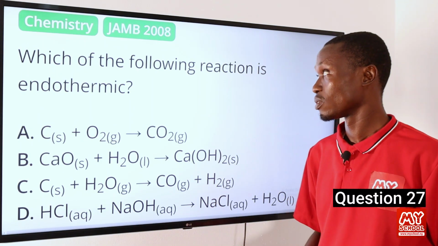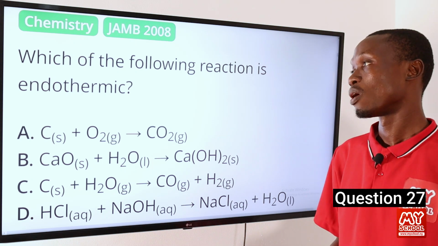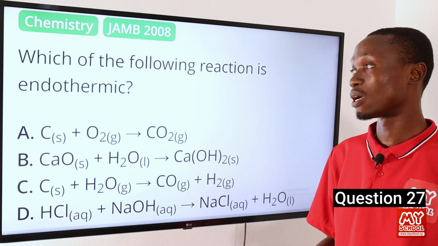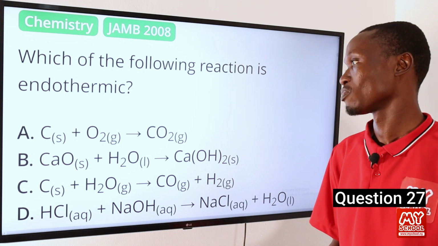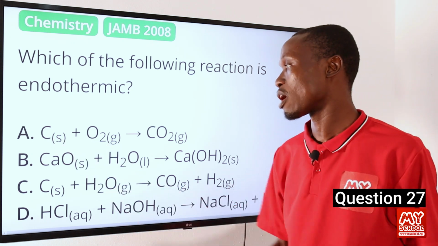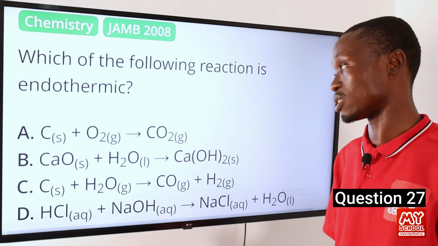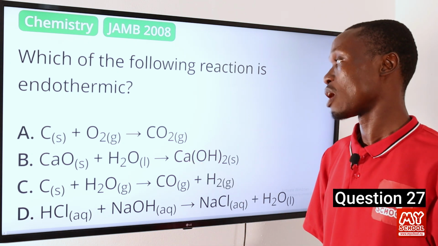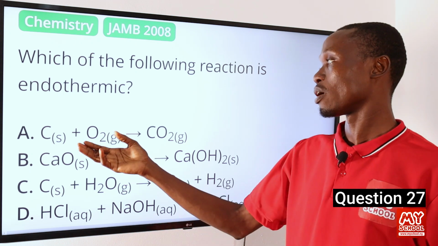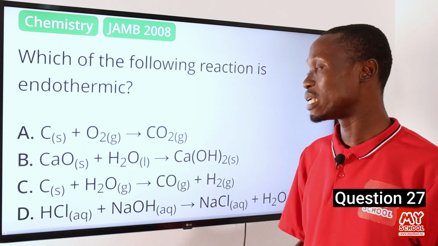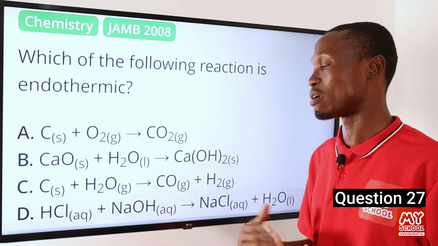Question 27. Which of the following reactions is endothermic? We know that for an endothermic reaction, heat is usually absorbed from the surrounding in order for the reaction to take place. So option A here is carbon reacting with oxygen to give us carbon dioxide, and this is a typical example of an exothermic reaction, because this is like, say you are burning carbon in air to get your carbon dioxide.